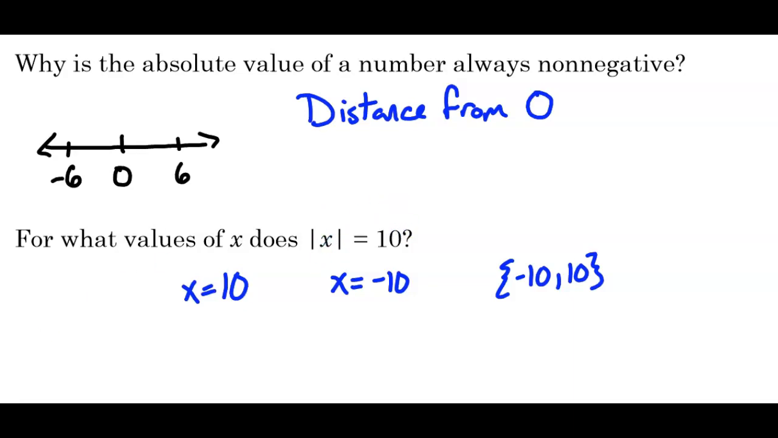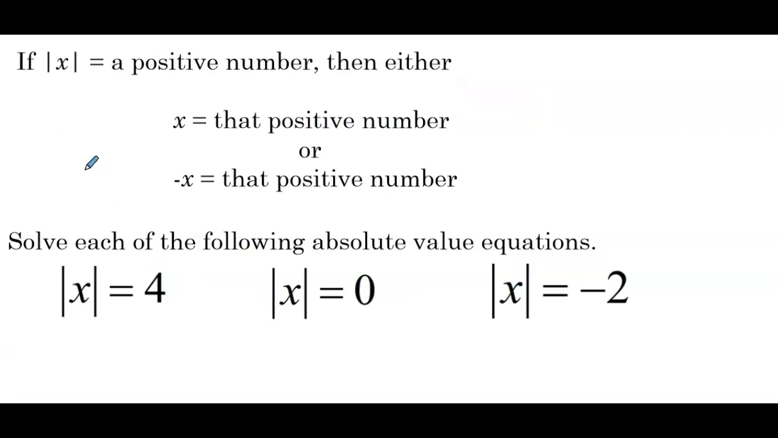Now let's formalize this idea a little bit more. So if the absolute value of x equals a positive number, then either x is equal to the positive number or negative x equals that positive number. So essentially what this is saying is if absolute value of x is a positive number, either the input could be positive, so x would be the positive number, or the input could be negative, and we'd have to negate the input to get the positive number.